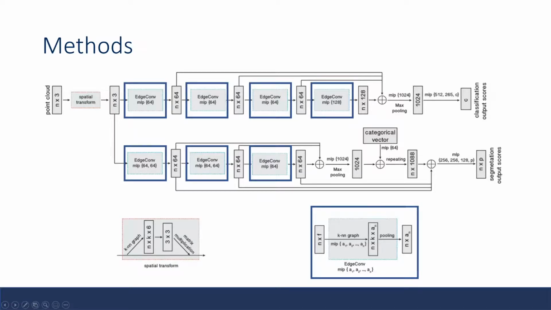And so the idea here is that in higher layers, the semantically closer points, so semantically similar points, will actually be closer in feature distance.